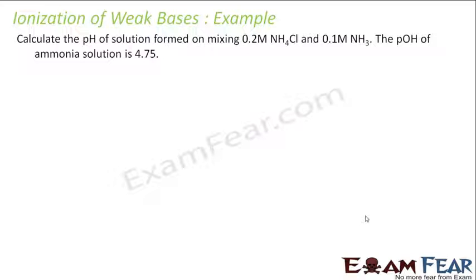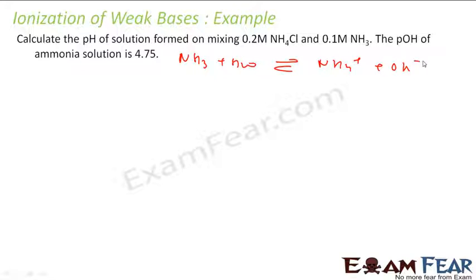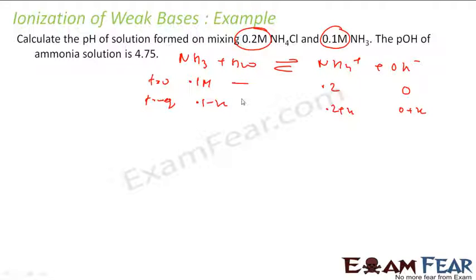Let's try to find the reaction. So the reaction here will be, if you see, I have ammonia, which when mixed with water gives me NH4 plus and OH minus. Correct. It says the solution is formed by mixing 0.2 M NH4Cl. So at t equal to 0, NH4 plus was 0.2 M, NH3 was 0.1 M, water is not required, and OH minus is 0. At equilibrium, this moves in this direction. NH3 becomes 0.1 minus x, you add x to this and you add x to this. This is the concentration of the species at equilibrium. Kb, is Kb given?